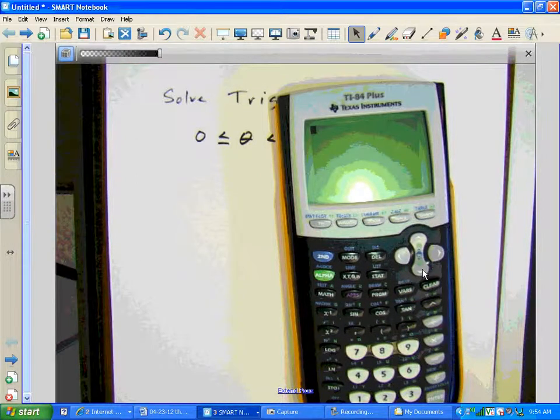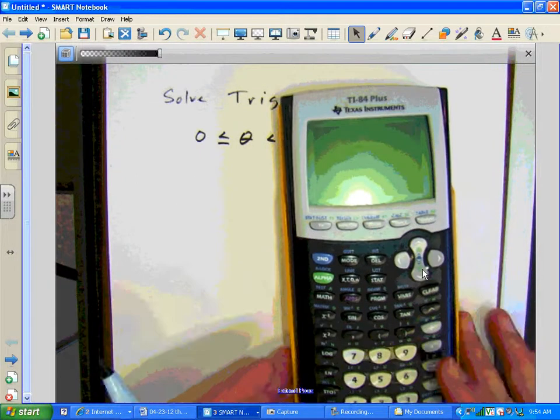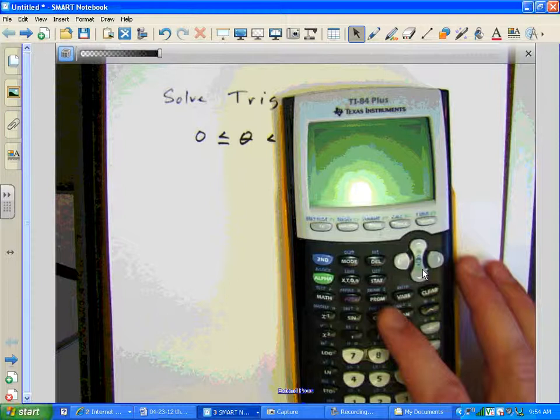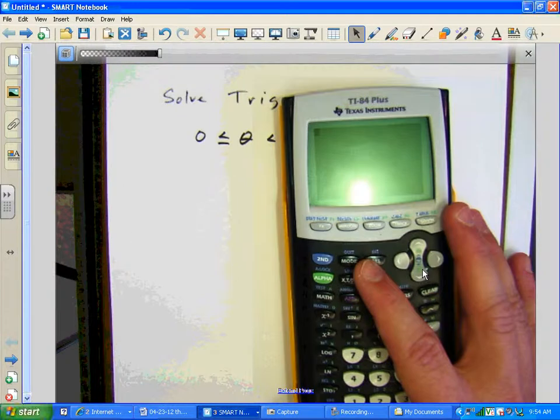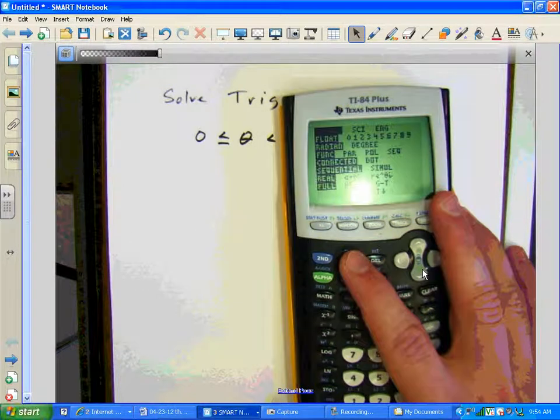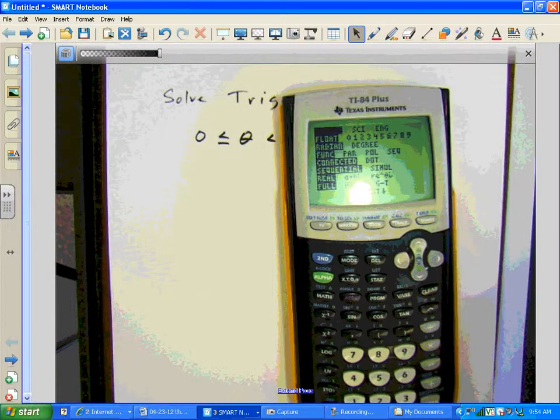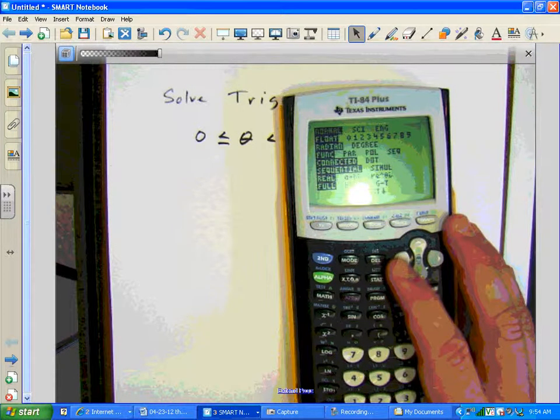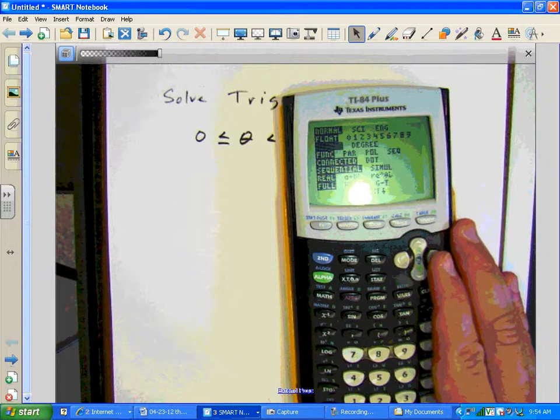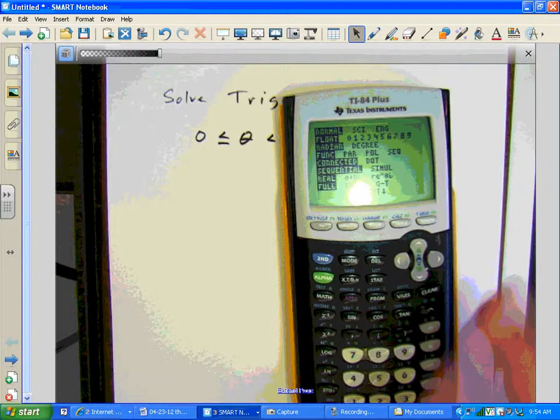Do y'all know how to change it to radians? I'll walk you through it if you don't. You go to mode, and then on that third line you have to make sure it says radians. Press enter, and it'll lock it on radians.